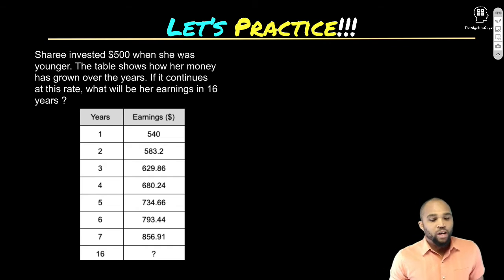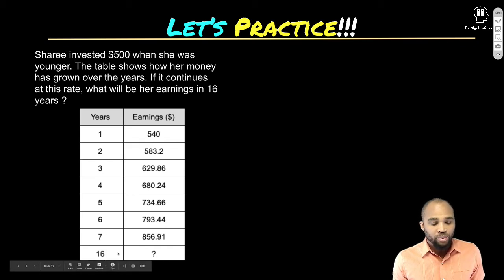Cherie invested $500 when she was younger. The table shows how her money has grown over the years. If it continues at this rate, what would be her earnings in 16 years? So she started out with $500, and she's investing it, and as you can see, this money's growing. This is pretty exciting. She started with 500, and what is it going to be at 16 years?